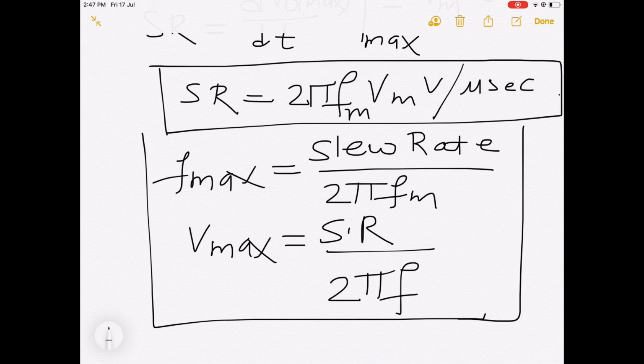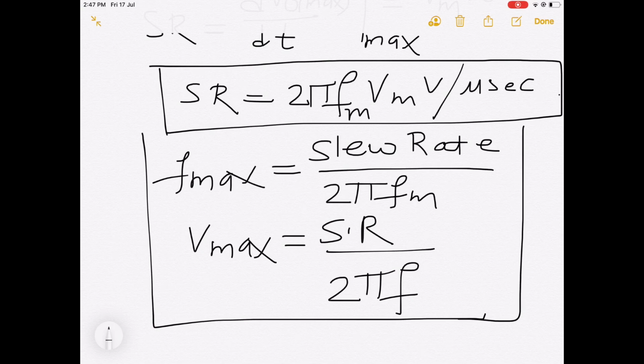The effect of slew rate limiting is the resulting distortion in the output signal. So when an op-amp circuit is operated beyond its slew rate capabilities, what happens? We will see it by example.